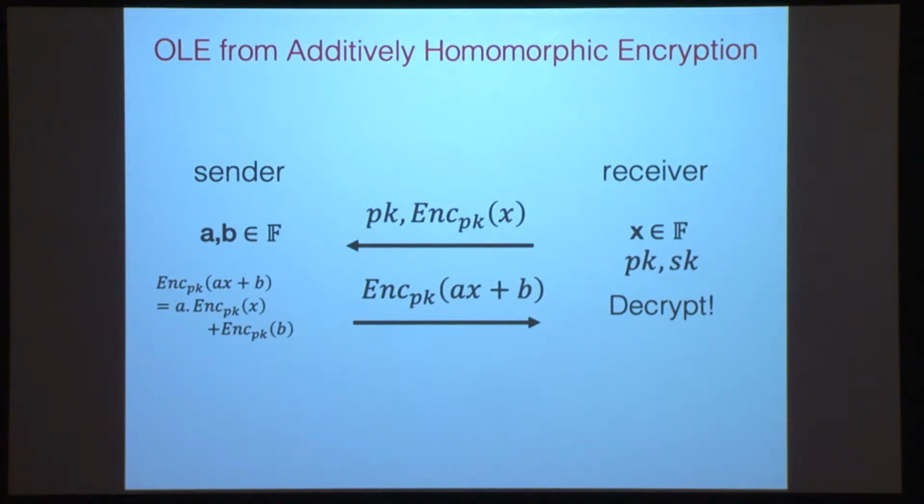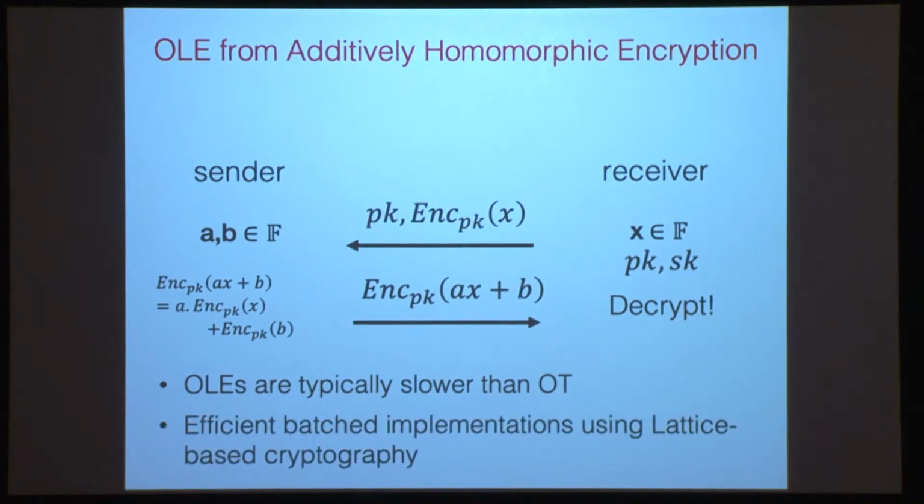Now, why haven't people used OLEs? Because of the cryptographic operations, it has widely been believed that OLE is typically slower than oblivious transfer. The ones that people use in practice are PAE or the other one that I'm going to talk about. But recently, there's been a lot of progress in getting really efficient batched versions of OLE.